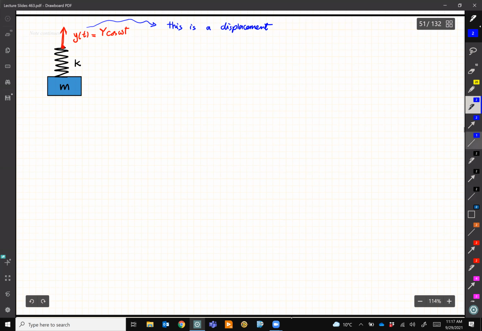So if I want to plot this y(t), let's say this is equilibrium, it's going to have a motion like that. All right. Let's say this is the time axis. So this is t, and this is y(t). So this amplitude is Y.